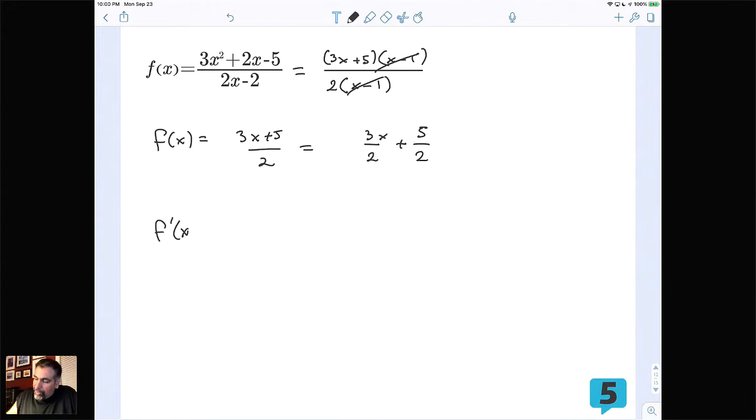The derivative of f of x is a one-step of the notational kind, so it's going to be f prime. The derivative of the 3 halves x, well, 3 halves gets a free ride. And now the derivative of x is going to be 1, because again, that's x to the first, so the derivative would be 1x to the 0. And then the derivative of 5 halves by itself, it's a constant term, that's going to be 0. So our final answer here is f prime of x equals 3 halves.